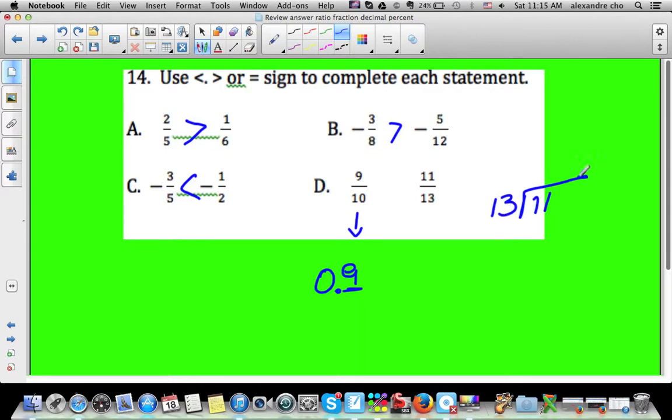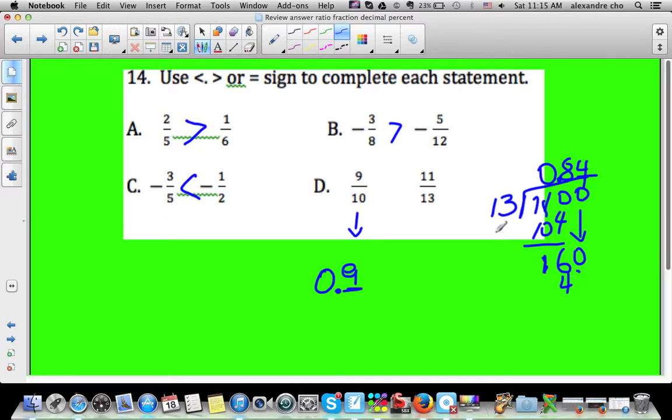So 13 goes into 11, nope, add a decimal. 13 goes into 110 8 times. 8 times 3 is 24. Carry the 2, and that's a 10. You have a 6 left over. And if you want to bring another 0 down, you can. 13 goes into 60 4 times.